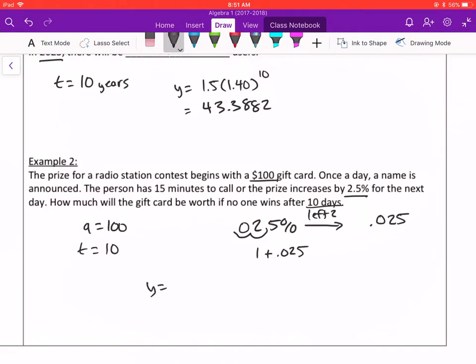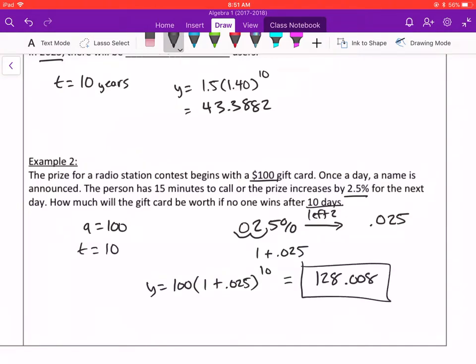Y equals 100 is our starting amount. In parentheses, we'll have 1 plus 0.025 raised to the 10. Plug that straight into the calculator. You should get 128.008. So roughly $128, right? Okay, so about $28 after 10 days, 2.5% every day.